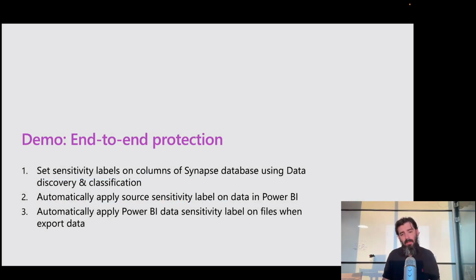So we'll start with Microsoft Purview compliance, where the sensitivity labels are defined. We will see how sensitivity labels can be applied on Synapse columns, and how the automatic inheritance works when data is fetched from Synapse by refresh, and when the data is exported from Power BI to Office.